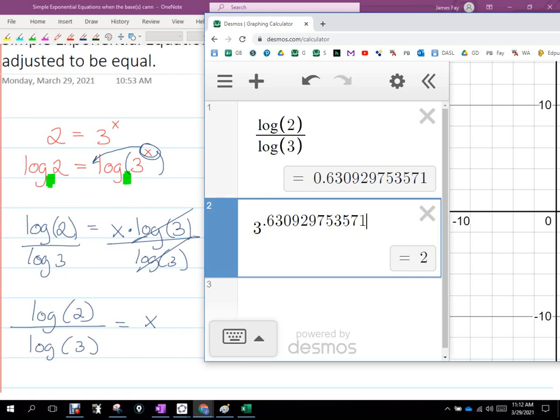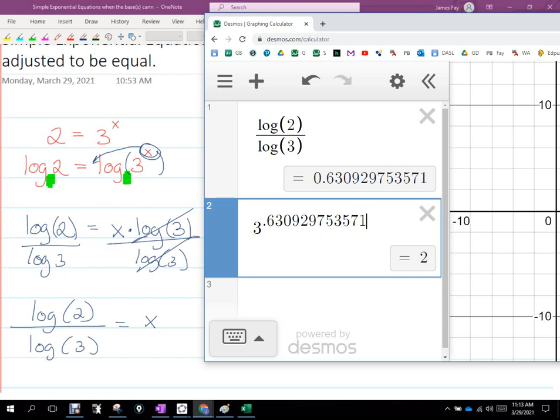That's how we end up solving exponential equations when we do not know how to take their bases and rewrite them the same. I don't think anybody would have known to take that 3 and rewrite it as 2 to the 0.6309. Nobody's going to do that. So we have to go through that procedure.